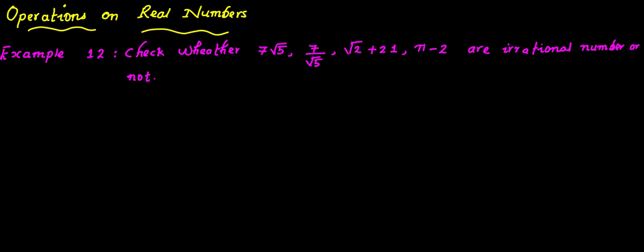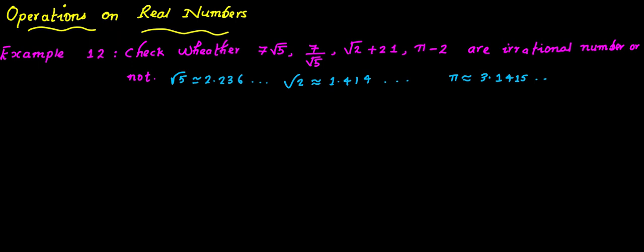Here is an example. Check whether 7 root 5, 7 by root 5, root 2 plus 21, pi minus 2 are irrational numbers or not. Here root 5 is approximately equal to 2.236, root 2 is approximately equal to 1.414, and pi is approximately equal to 3.1415, etc.